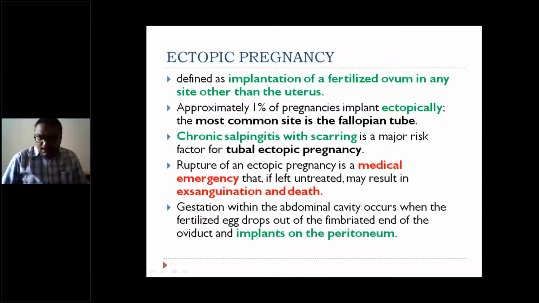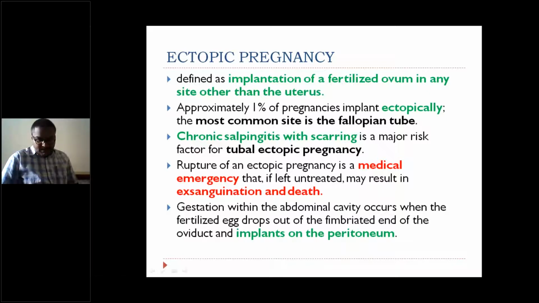Next, we'll go to the most commonly seen entity, ectopic pregnancy. Every day I used to get one case of ectopic pregnancy in my pathology laboratory, because it is very common. This is because of an implantation of a fertilized ovum in any site other than the uterus. This is nothing but an ectopic pregnancy. Normally, everybody knows that there is a uterine cavity. The body of the uterus will bear the growing fetus.